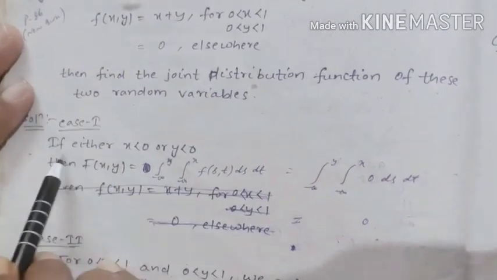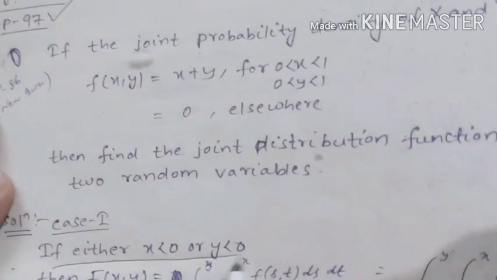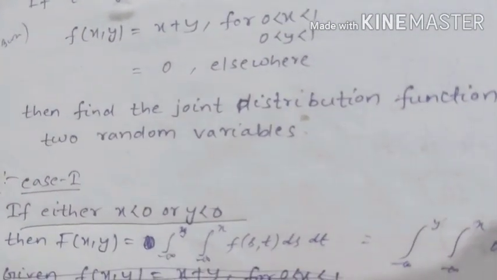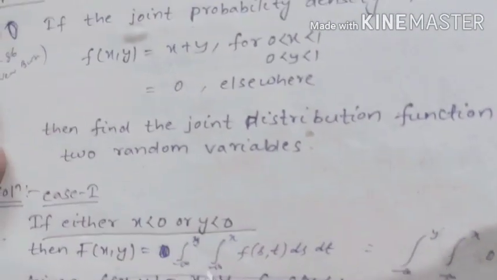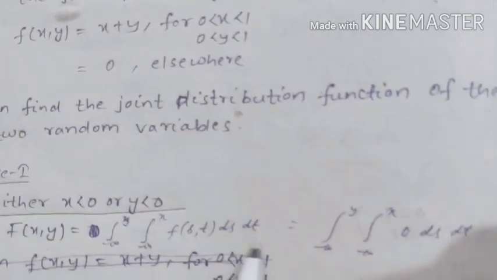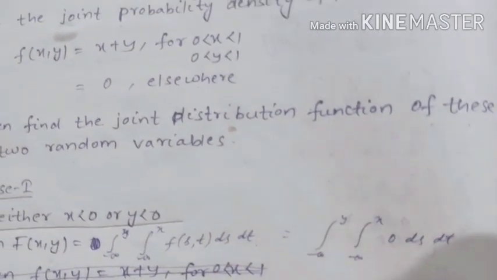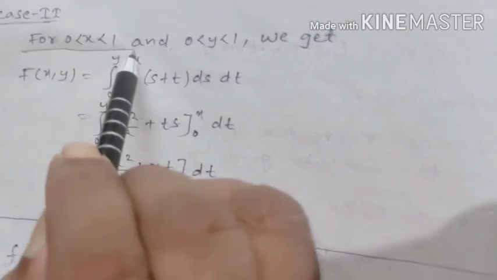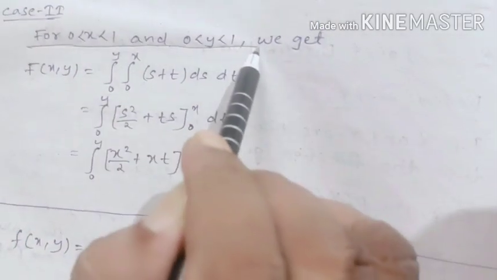Now, the first case is x less than 0 or y less than 0. Then capital F of x, y, the integration from minus infinity to y and minus infinity to x of f of s, t ds dt, becomes 0. Next, x lies between 0 and 1 and y lies between 0 and 1. Then what is the capital F of x, y? The capital F of x, y equals xy times (x plus y) over 2.